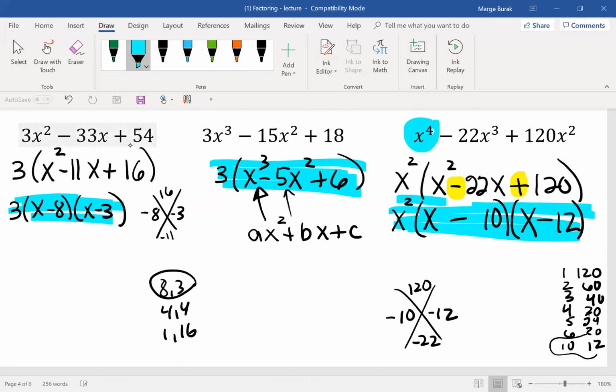Woof, look at that. It started with a 4th power. No wonder it was weird. This one started with a 3rd power. No wonder it was weird. So watch out for those if they aren't perfectly standard form when we start.